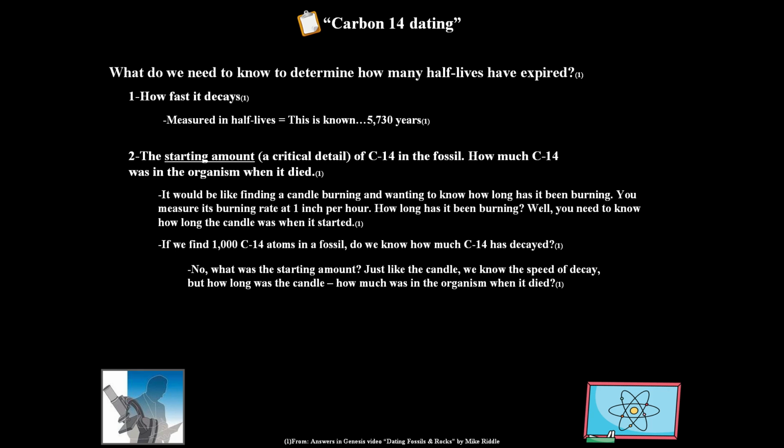What do we need to know to determine how many half-lives have expired? How fast it decays, measured in half-lives. This is known: 5,730 years. So every time it halves, you add 5,730 years to it. The starting amount is a critical detail: how much C14 was in the organism when it died. It would be like finding a candle burning and wanting to know how long it has been burning.